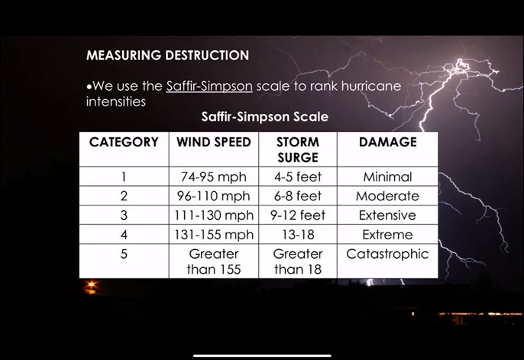Category 4 hurricanes are 131 miles per hour to 155 miles per hour. These create extreme damage. Category 5 hurricanes are hurricanes with a wind speed of greater than 155 miles an hour. These hurricanes can create catastrophic damage.